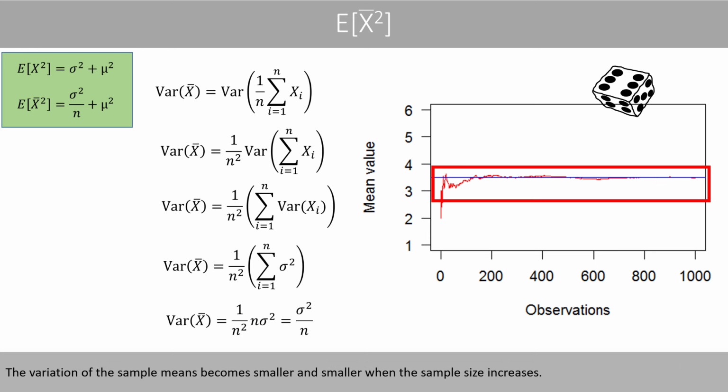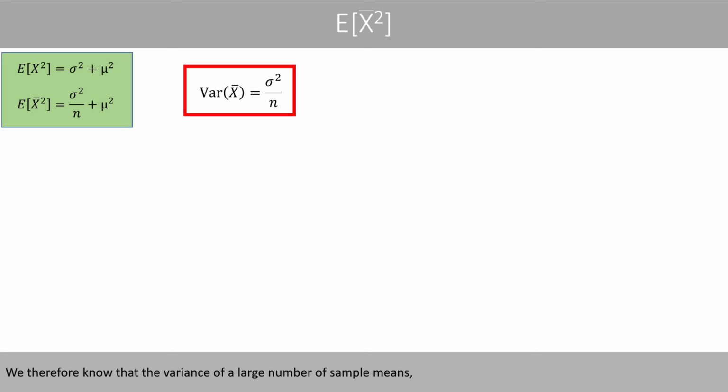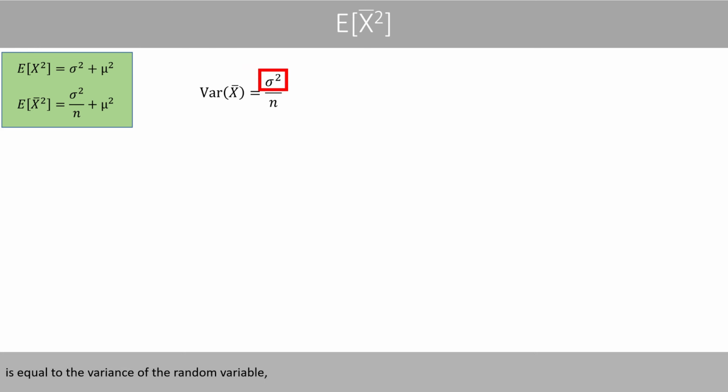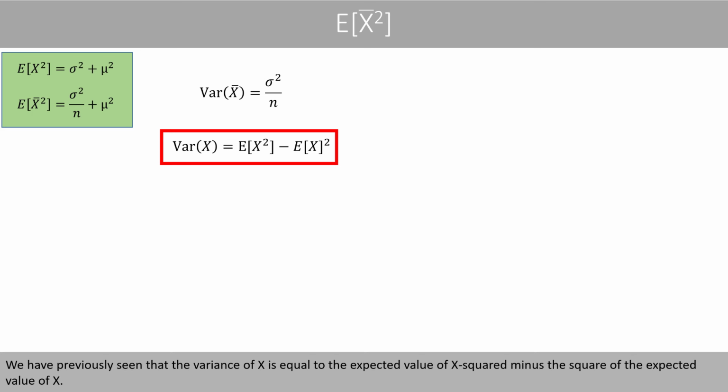The variation of the sample means becomes smaller and smaller when the sample size increases. We therefore know that the variance of a large number of sample means is equal to the variance of the random variable divided by the sample size that was used to calculate the means. If the sample size becomes infinitely large, the variance of the sample means goes to 0.